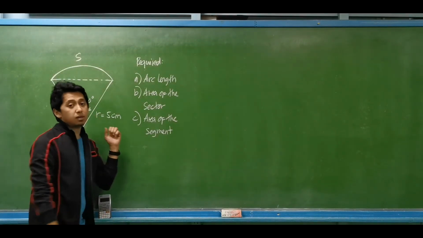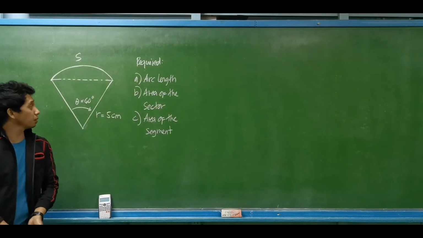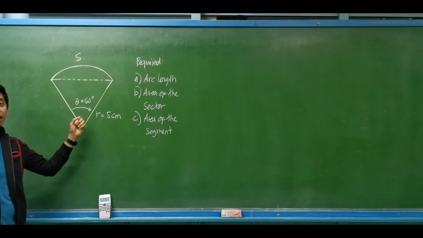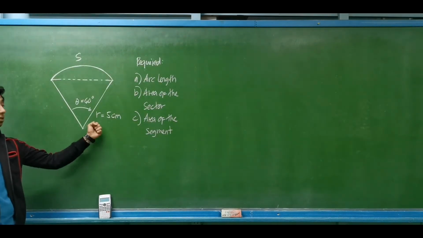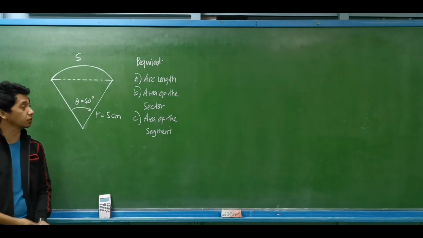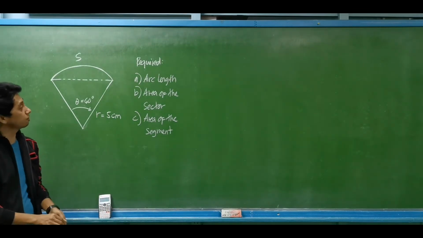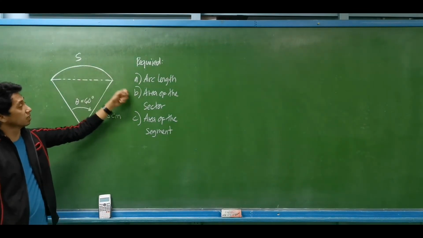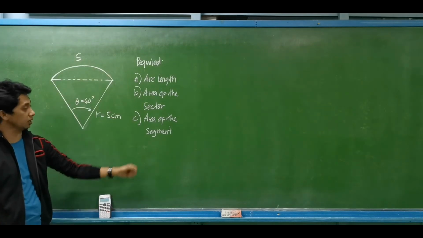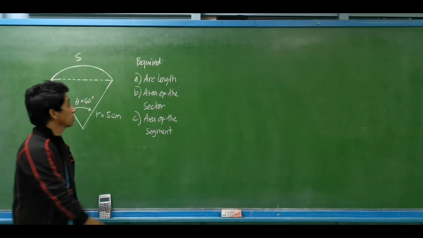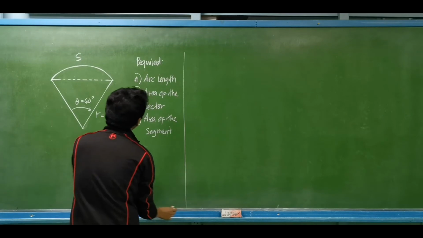So let's have some examples. First of all, we have this sector with a central angle of 60 degrees and the radius is equal to 5 centimeters. We are required to compute for the arc length, the area of the sector, and the area of the segment. So how do we compute for the arc length?